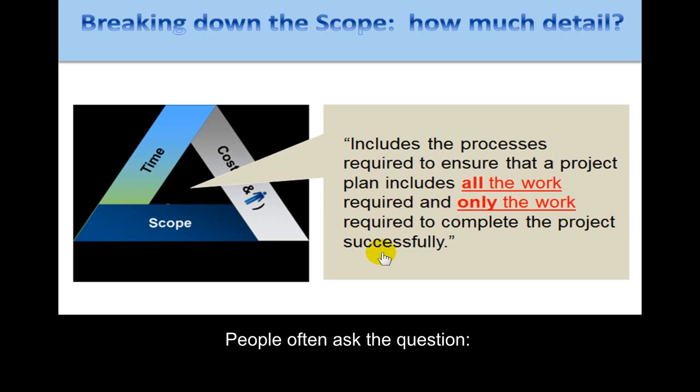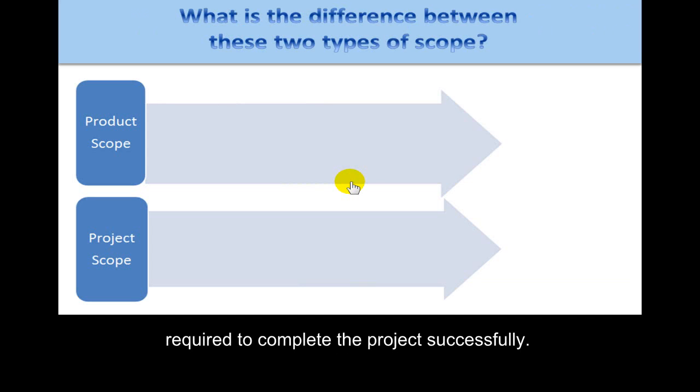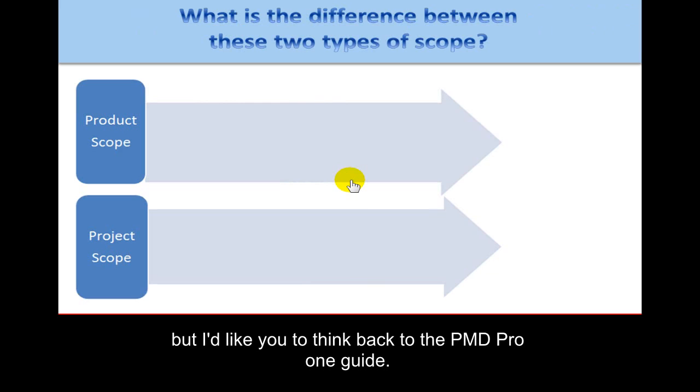So people often ask the question, how much detail do I need? How much breaking down do we need of the scope in order to have the right amount for project management? And the answer is here, that you need to include all the work and only the work required to complete the project successfully.